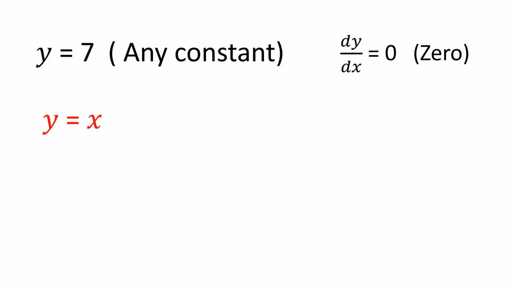When y is equal to x, only x, then the derivative of this function will be 1. अगर किसी फंक्शन की वैल्यू x हो तो उसका डेरिवेटिव हमेशा 1 होता है. This is the most important one.